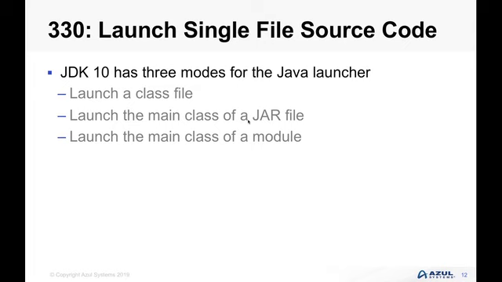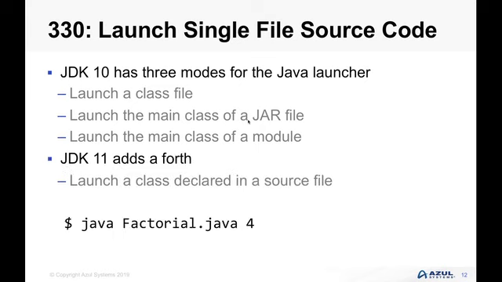And then the third way, for more modern versions of Java since JDK 9, would be using the module path and saying java -m and the name of the module that contains the main entry point. In JDK 11, we have a fourth way of doing this. So now what you can do is something like this. You can say java Factorial.java 4.